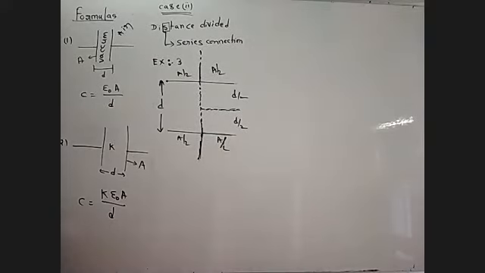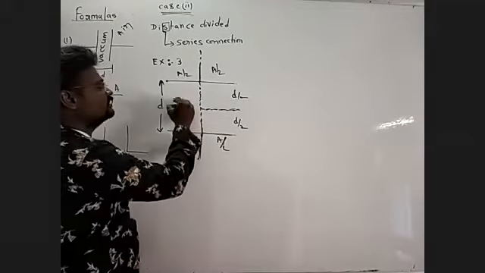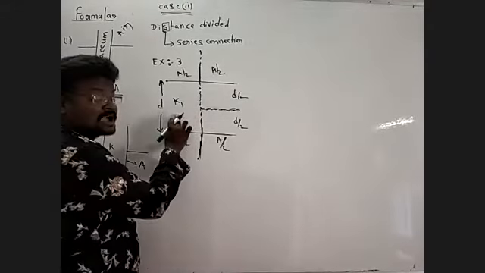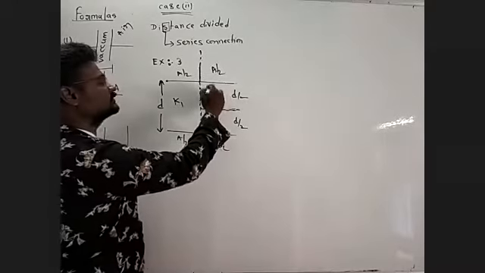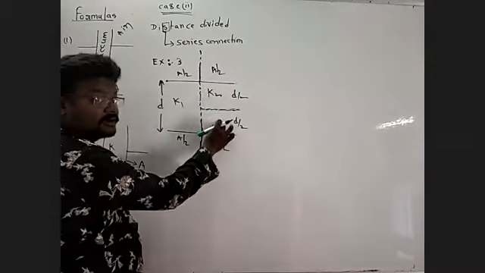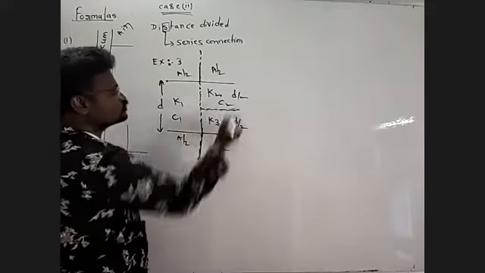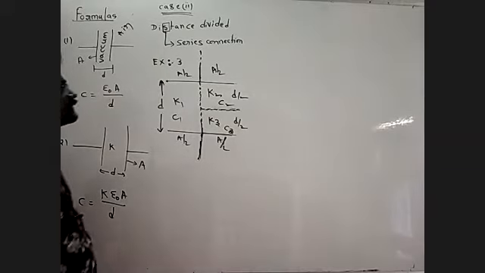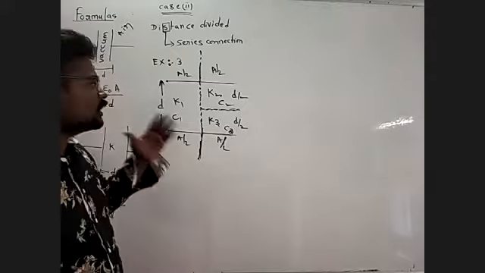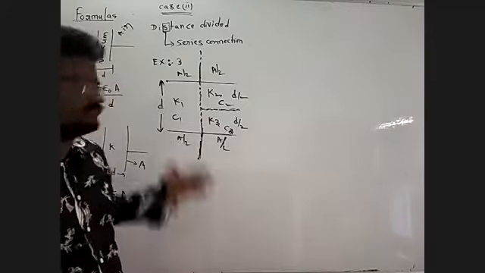This gap is filled with dielectric slab K1, this gap with dielectric slab K2, this gap with dielectric slab K3. This is the C1 capacitor, this is the C2 capacitor, this is the C3 capacitor. We have three capacitors. Now we have to find out which capacitors are connected in series and which in parallel. We have to decide.